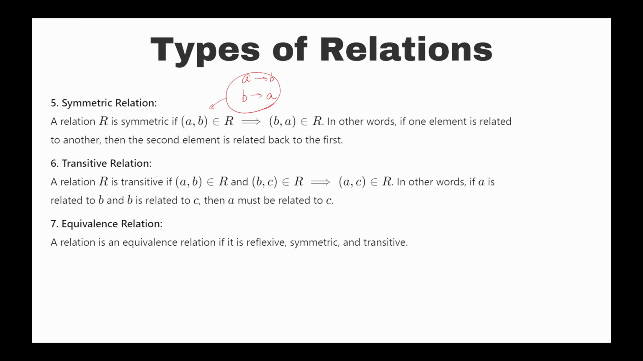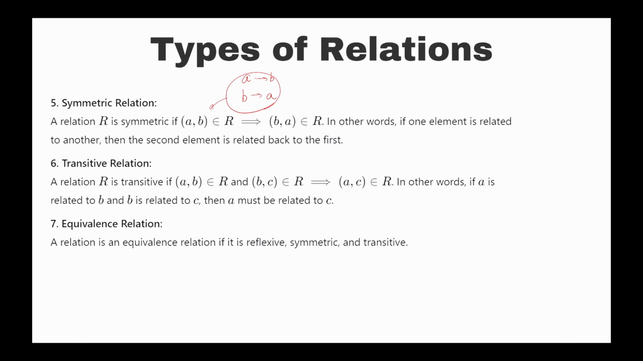For (1,2), let's say my A is 1, B is 2. 1 is related to 2. However, is 2 related to 1? No, there is no such element where 2 is related to 1. Then we call this relation an antisymmetric relation. Had we had (2,1) as well in this set, then it would no longer be antisymmetric, it would have become a symmetric relation.